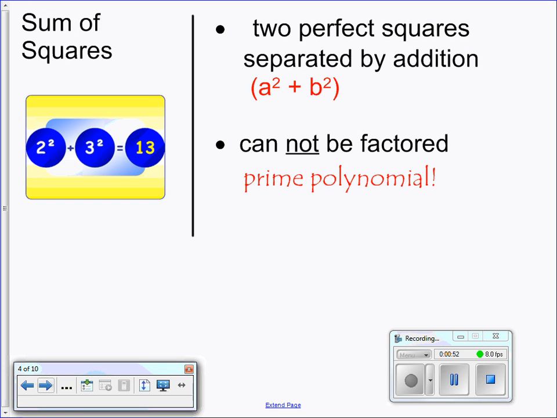The sum of squares, again, we have two perfect squares, and this time it's separated by an addition sign. And when it's separated by an addition sign, that means it is prime. It cannot be factored.